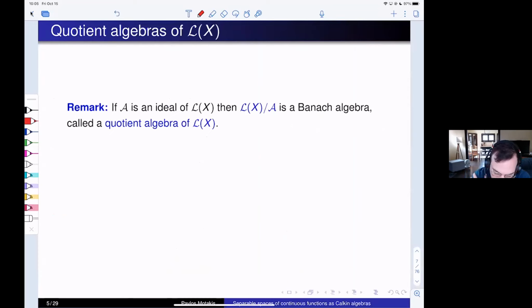So a remark is that if you start with an ideal in L(X) and then you take this quotient, this is of course a Banach space, but it is also a Banach algebra.